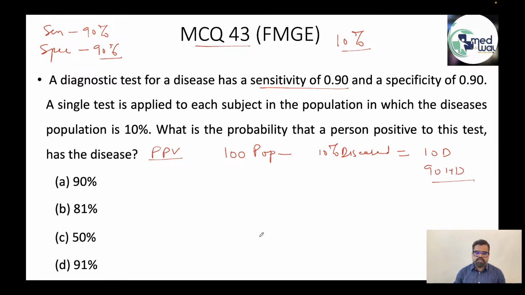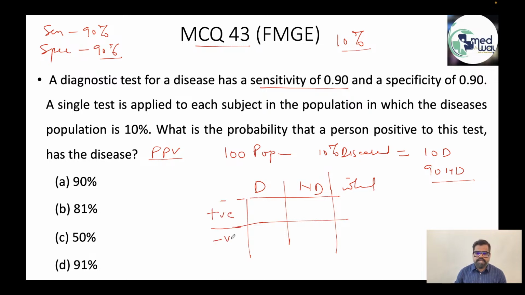Simple. Now let's make a 2 by 2 table. Disease, not disease. This can be calculated without pen and paper also, no need to worry, but I'm just trying to show you. So this is my positive, this is my negative, and this is my total. How many diseased? 10. How many not diseased? 90. Total is 100.